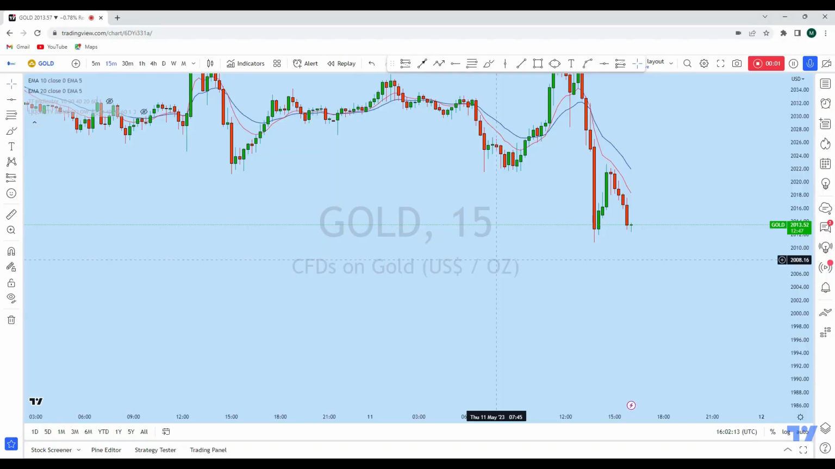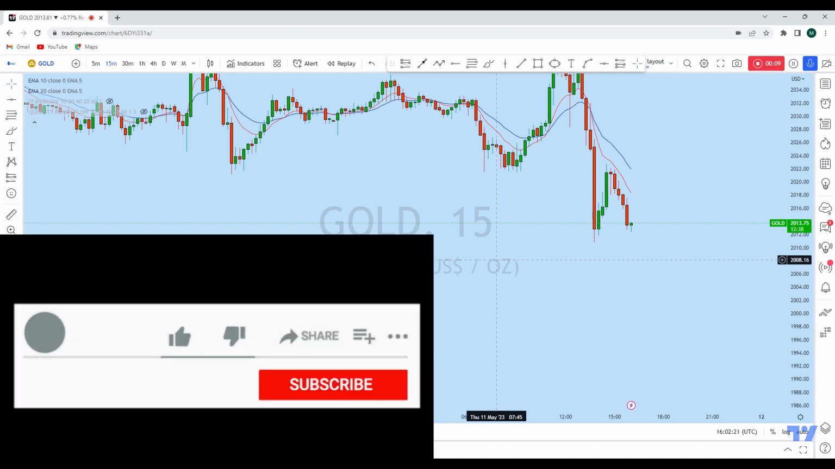Hello trader, I'm going to do a complete multi-time frame analysis on gold. Let's see what kind of trading opportunity currently we have in this instrument. Now from the lower time frame we can see that gold is currently showing significant trading opportunity.